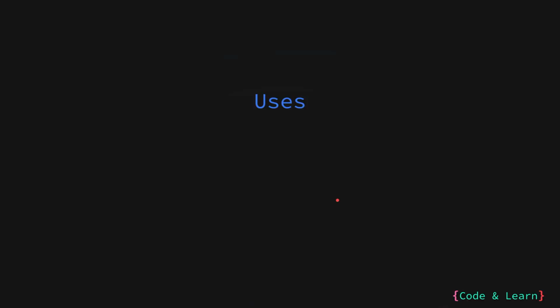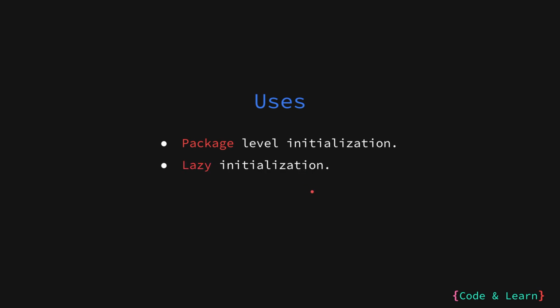There are a few uses of sync.Once, but the two main ones are: it is used to ensure that setup code that is required to be run only once when the package is imported is executed only once. Another use is delaying expensive operations until they are actually needed, but guaranteeing that they only happen once.